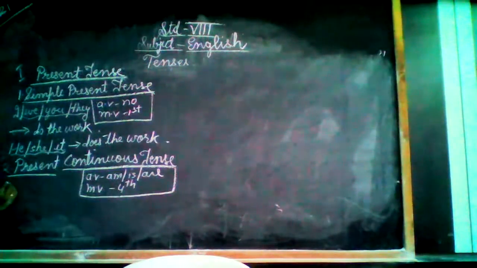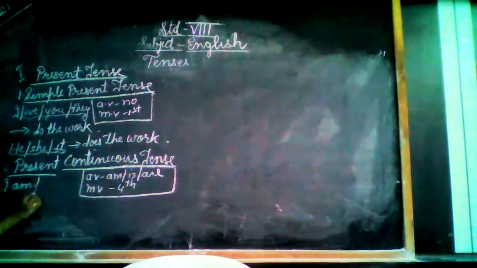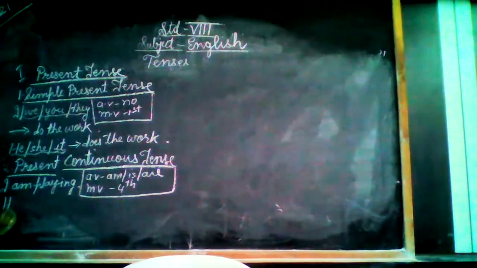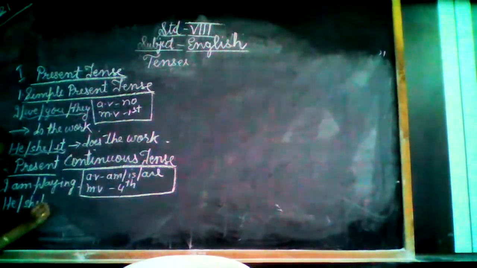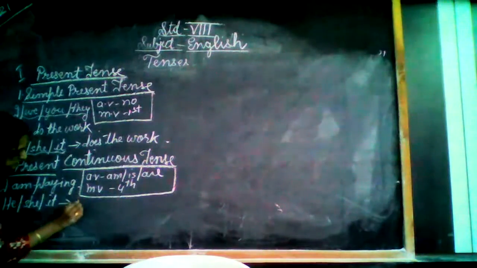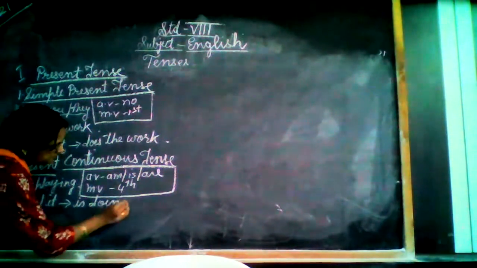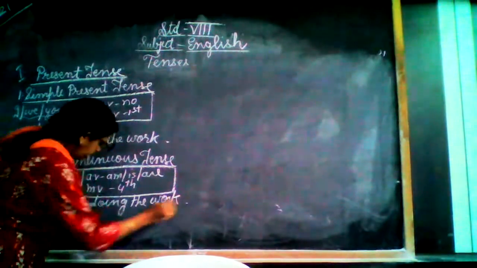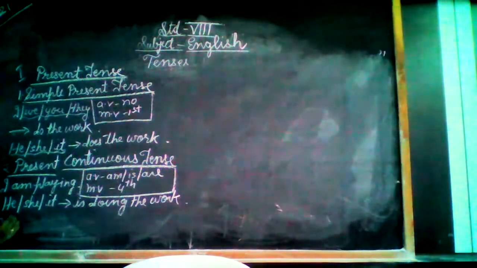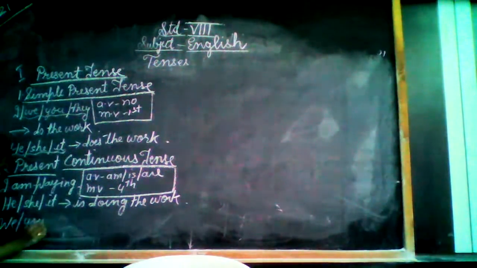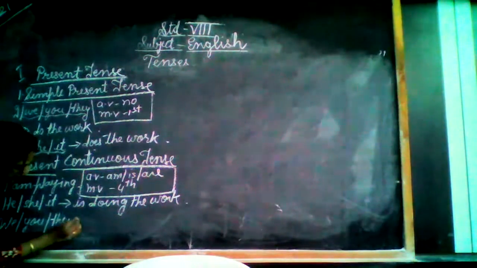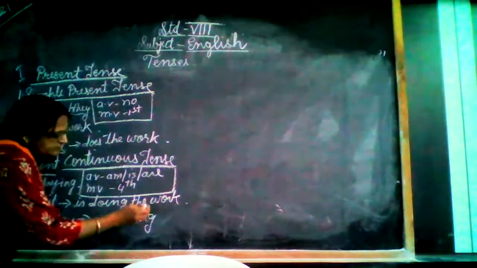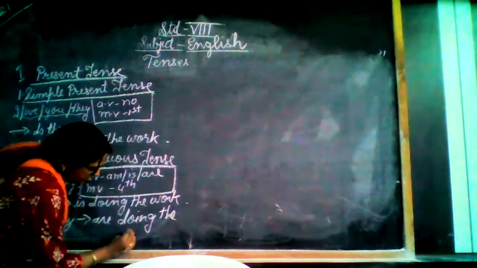So as it is continuous or progressive tense, we have to use the fourth form. With I, it is I am playing or I am doing the work. And with singular, that is he, she, it, it is is doing the work. And we, you, they, as it is plural, it will be are doing the work or are playing.